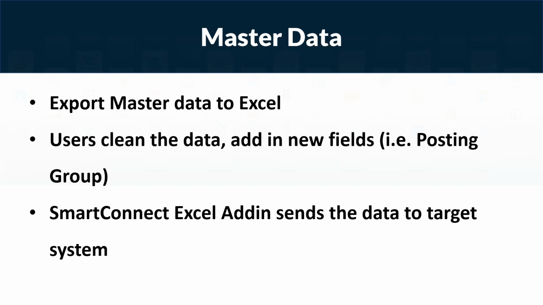So again, I'm going to use customers as my example, but think any master data from within your system. You're going to have users clean the data within that Excel, right? You're going to add in those new fields. Going from GP to BC, in GP we had the customer class. In Business Central, that gets blown out to customer posting group and general business posting group. So basically, you want to give them the fields to figure out where that data is going to go. And then we're going to use the Excel add-in and Smart Connect to send the data into whatever that target system is. Again, Business Central in my example.